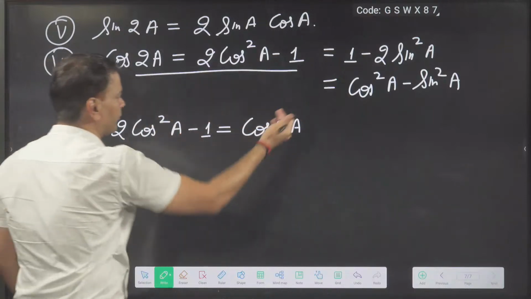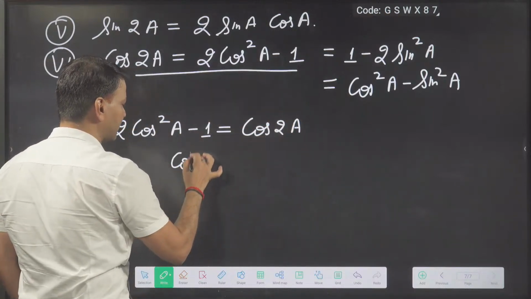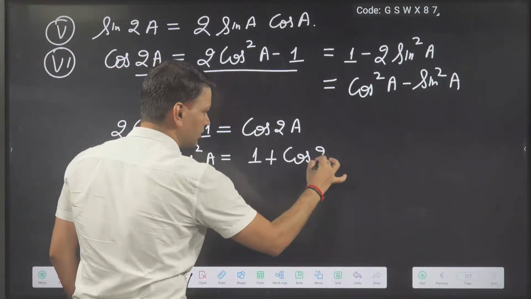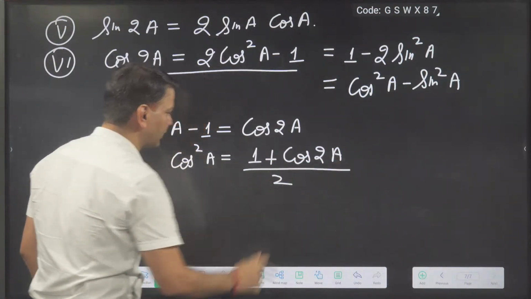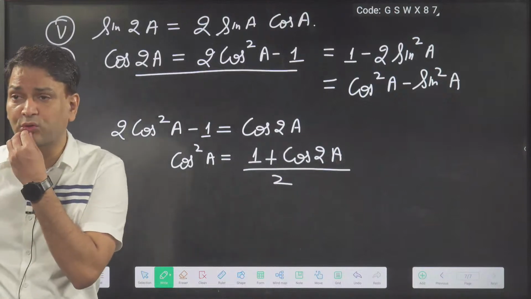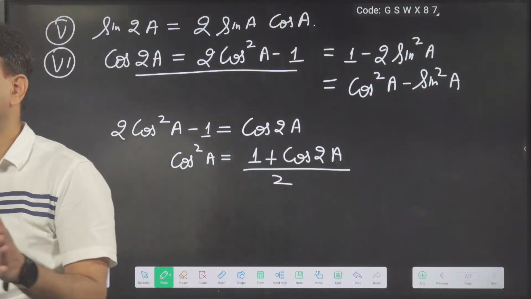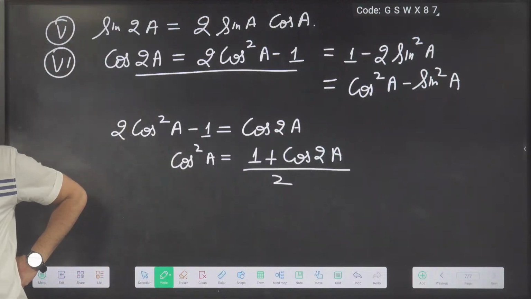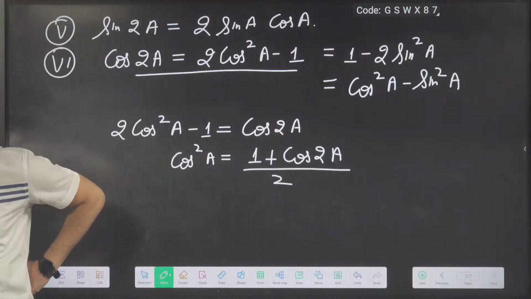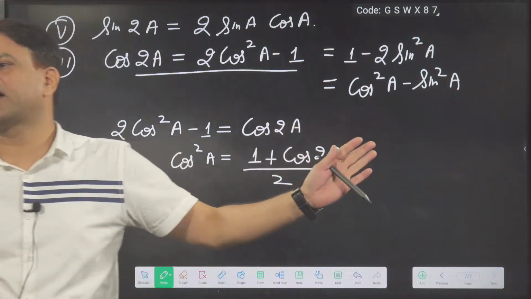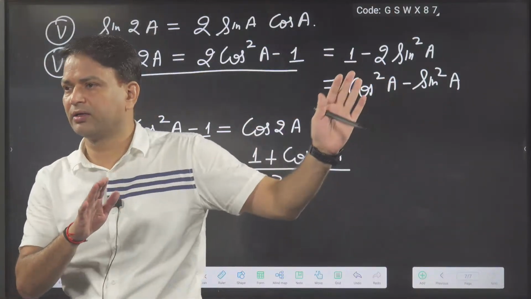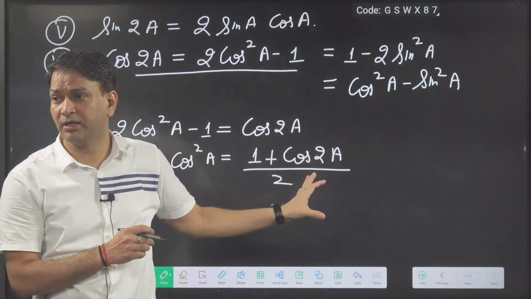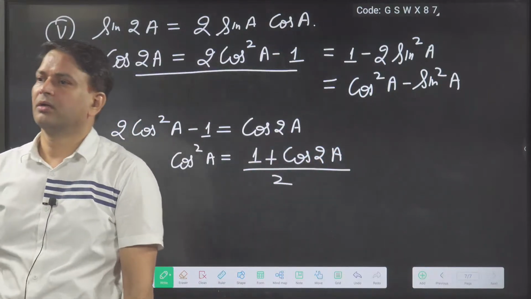Okay, then minus 1 will shift this side, then directly I am writing now cos square a: 1 plus cos 2a by 2. So cos square a, if you require, directly I can write 1 plus cos 2a by 2. Are everybody got or not? So when we want to remove the square, suppose cos square omega t is given, then that cos square omega t I can write 1 plus cos 2 omega t by 2.